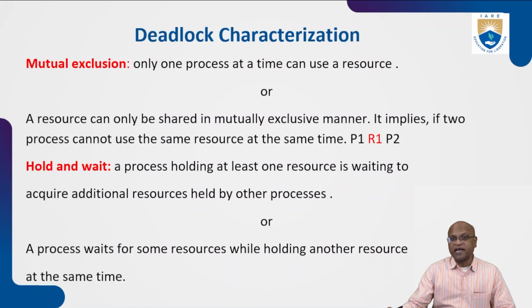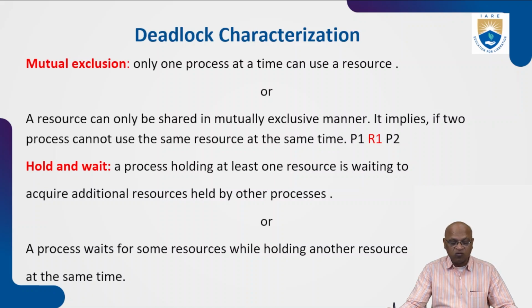So, deadlock characterization. One is mutual exclusion: only one process at a time can use the resource. No two processes can share that resource at a time. That is called mutual exclusion. The resource can only be shared in a mutually exclusive manner.